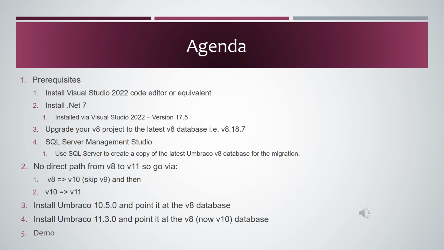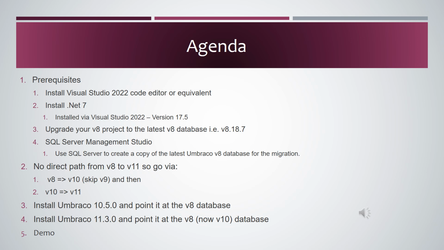You want to upgrade your version 8 project to the latest Umbraco version 8 version, which is 8.18.7. You then want to use SQL Server Management Studio to create a copy of your version 8 database that we'll use in the migration.